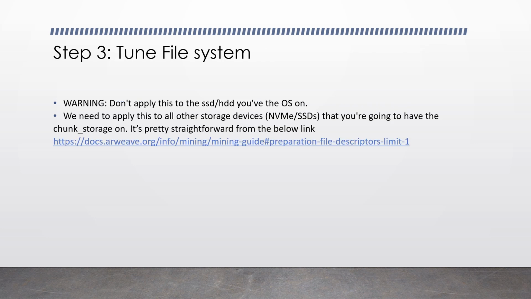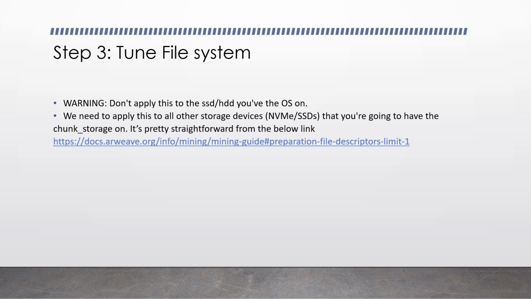Step 3. Tune the file system. We need to apply this to all the storage devices that we intend to use for RV mining. Refer to the official mining guide link in the description below to figure out how to achieve this. This might be your NVMe drives or the SSDs that you are going to have the weave on. Please note that you are not supposed to apply this tuning to the SSD or the hard drive that you have your primary operating system on.